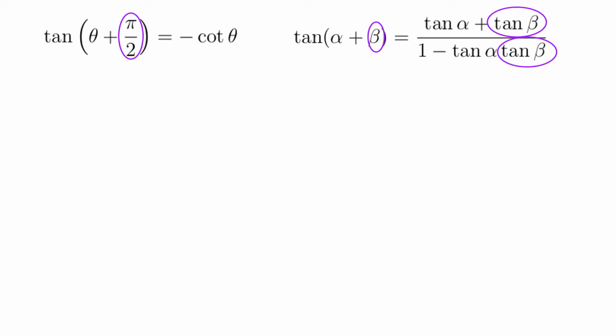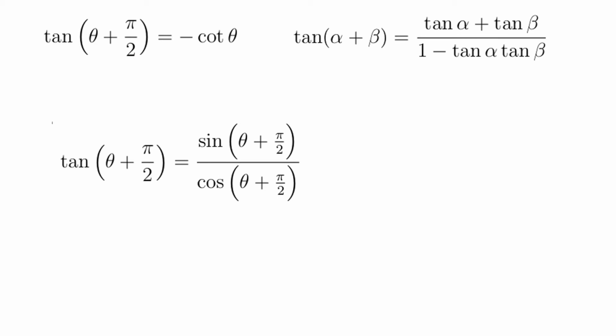Since the expression on the left side is the tangent of the sum of two angles, ordinarily we'd use the sum formula for the tangent function. However, we can't here because we'd need to use the tangent of pi over 2, which is undefined. So we'll use the quotient identity for the tangent.